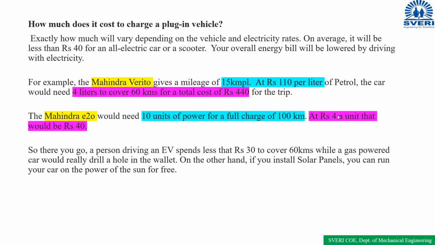this is the tariff, which differs from state to state. Maybe Maharashtra has a different charge per unit, Karnataka has a different charge per unit. That depends upon the state. So for example, if you take the average value of 4 rupees per unit, then 4 into 10 units is 40 rupees. Is it clear? Means we need to pay 40 rupees to travel 100 kilometers, even if you develop the charging infrastructure.